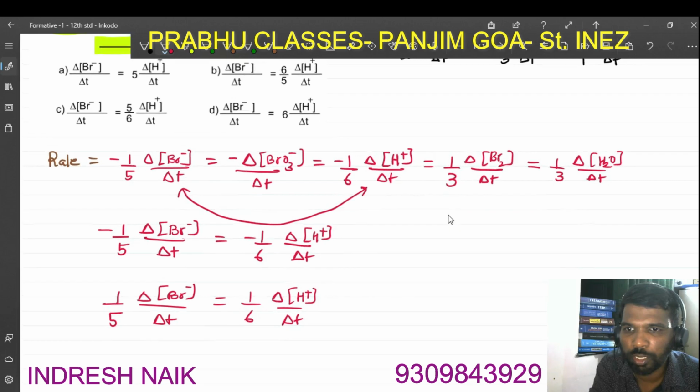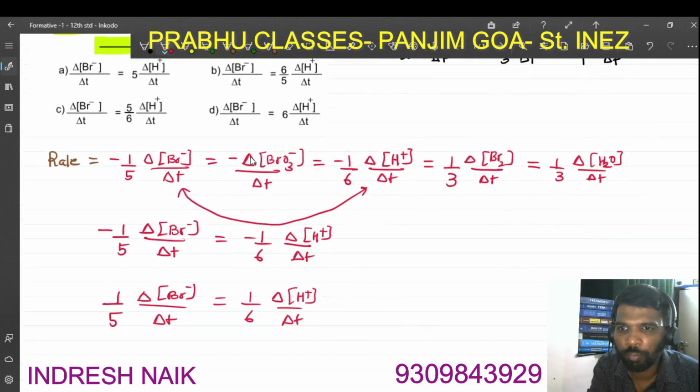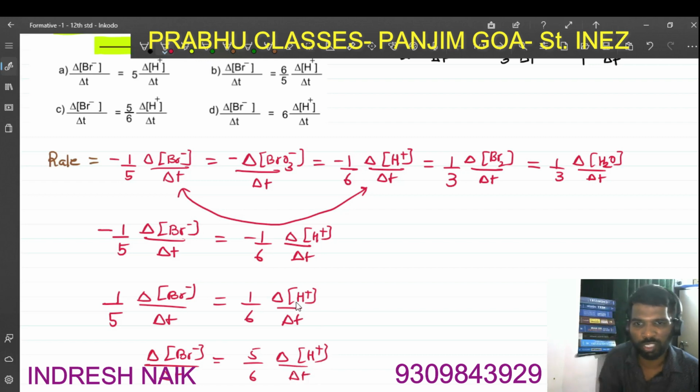So which of the options is correct from this? If I get this 5 over here, delta Br minus by delta T is equal to 5 by 6 delta H plus by delta T. So this is what is asked, and one of the options which is getting related over here is this. This is the option. This is the answer for that question.